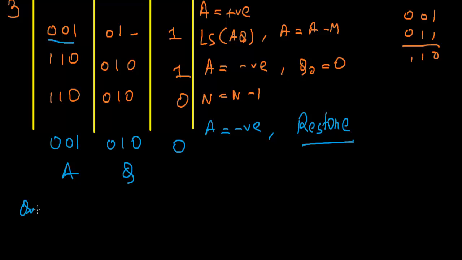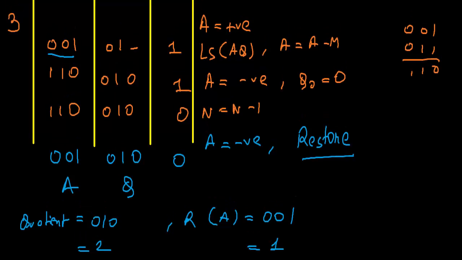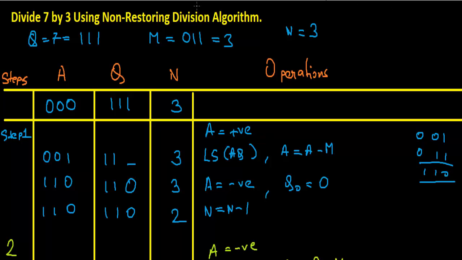So our quotient is 0 1 0, that is 2, and our remainder, which we are writing as A, is 0 0 1, that is 1. This was the decimal answer. On checking, you can see that if you divide 7 by 3, it gives quotient 2 and remainder 1. So we verified the result also. So this is how you perform division by the non-restoring division algorithm.